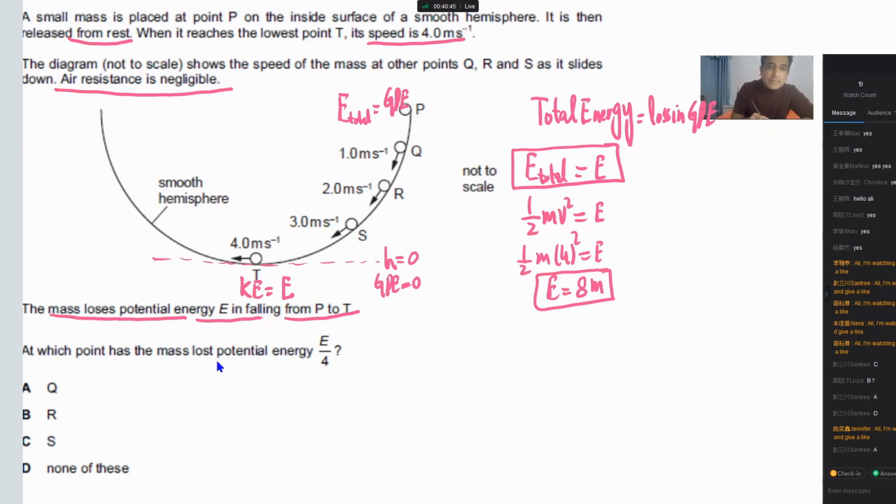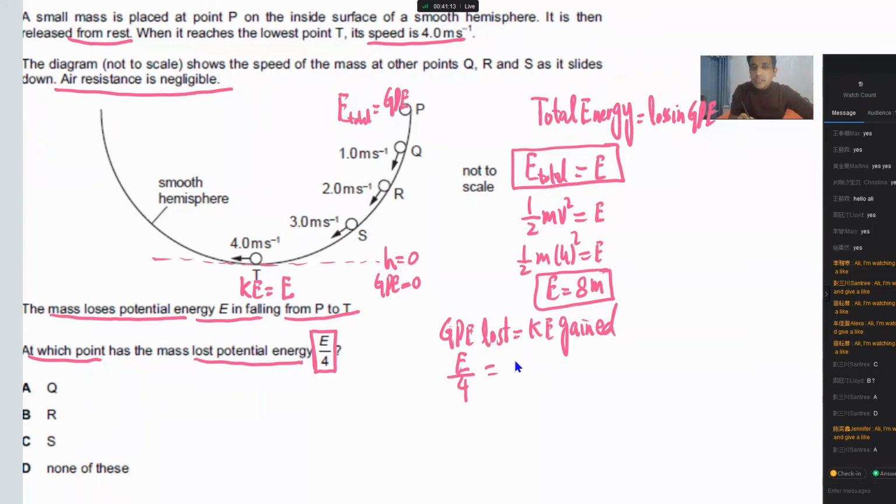Now what the question is asking us is at which point the loss of potential energy is equal to E by 4. So you need to understand that GPE lost has to be equal to kinetic energy gained. GPE lost is given, that is E by 4. So we can write E by 4, and the kinetic energy gained has to be equal to 1/2 mv square. We are taking any speed, that is the speed at that point. E by 4, where E is equal to 8m, so we can say this is 8m divided by 4, equal to 1/2 mv square.